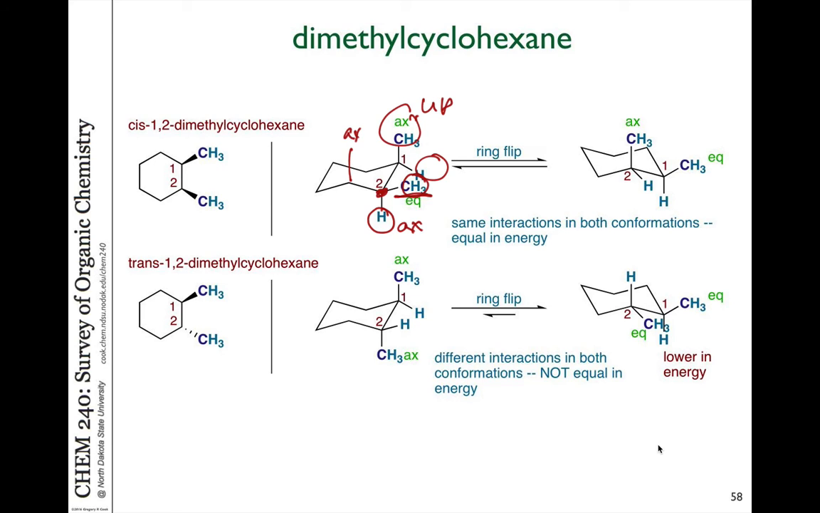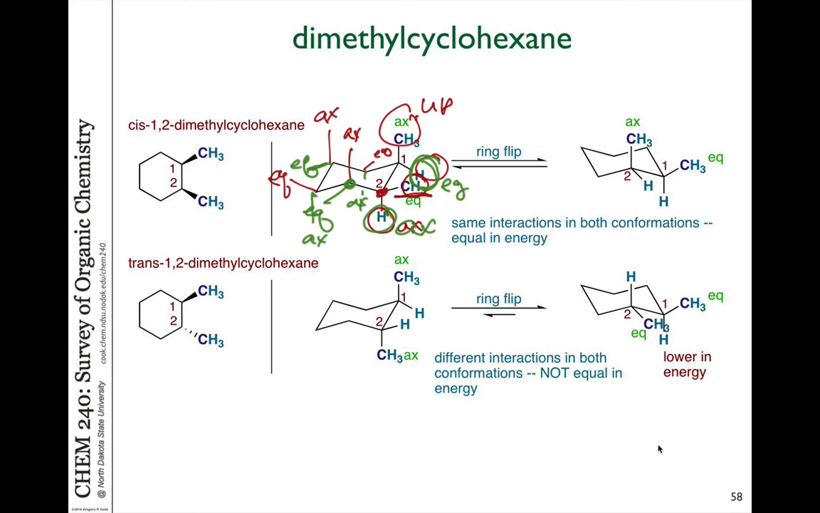Axial, equatorial, that's the up position. Axial and equatorial, whereas the down position, in this case, is equatorial, axial, equatorial. That's the down position on that carbon. The down position on the next carbon is axial. The down position on the next carbon is equatorial, and the down position on the last one here is axial.